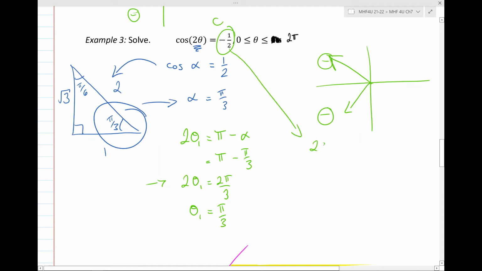Let's try again here in quadrant 3. Okay, in quadrant 3, 2 times theta 2, still 2 times because that's inside my trig function. 2 times theta 2 is equal to pi plus alpha. Okay, well, pi plus alpha, that's nice and easy. That's pi plus pi over 3. Well, that's 4 pi over 3. What's equal to that? Well, still 2 times the theta 2. Okay, again, I'm isolating for theta 2. I can divide both sides by 2.